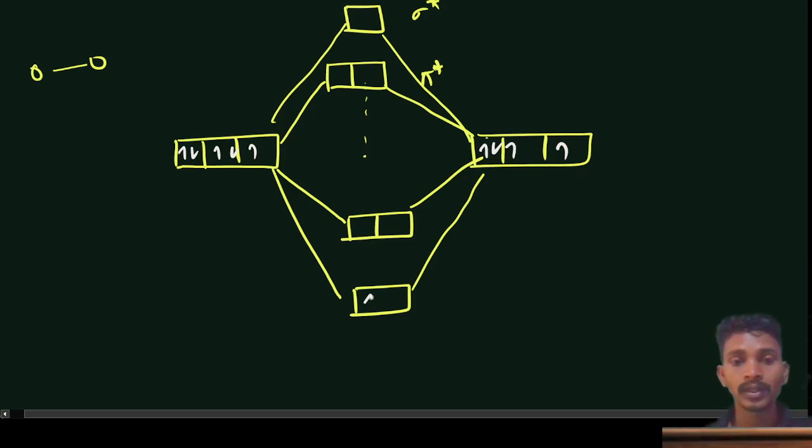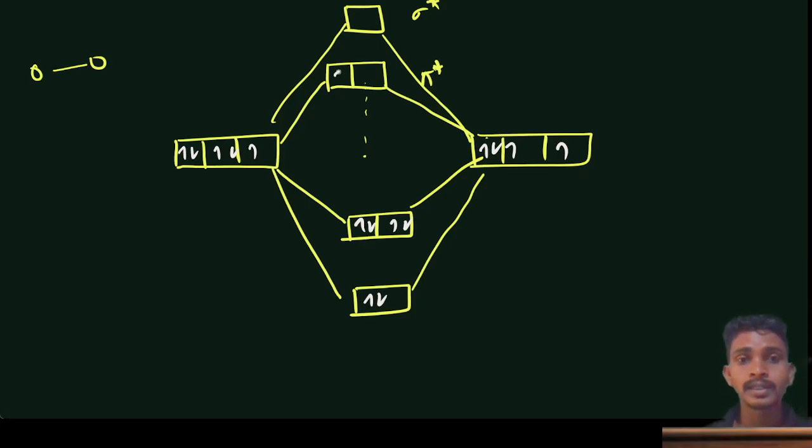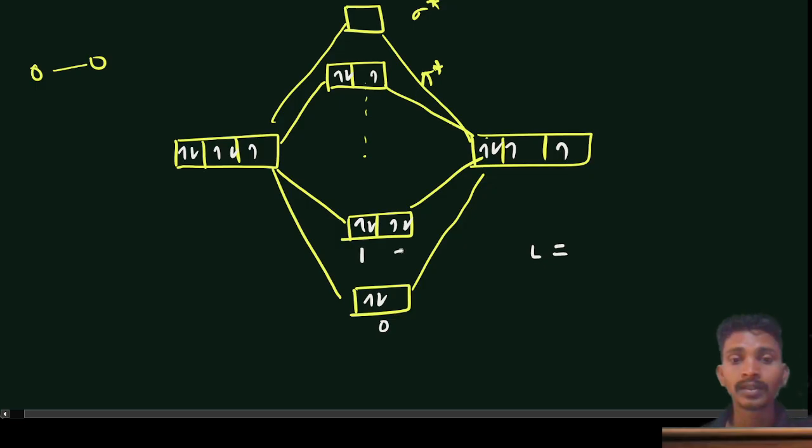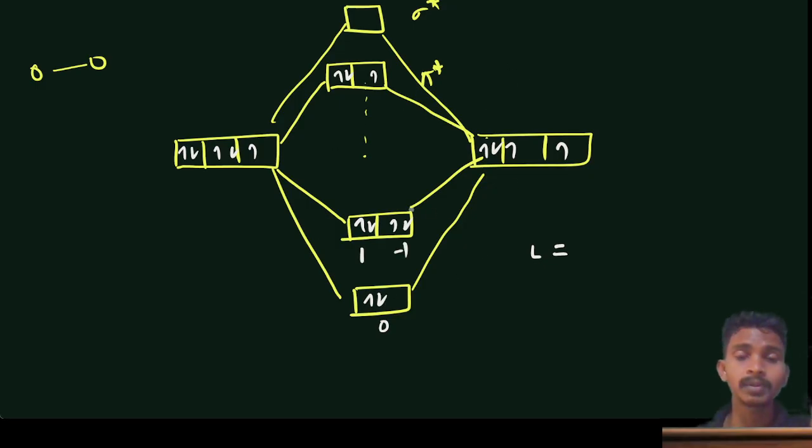Okay. So this is 1, 2, 3, 4, 5, 6, 7, 8, 9. Okay, so total 9 electrons I filled. Now first we will calculate that L value. So L value, which are the fully filled, they will cancel with each other. So you can see also here sigma orbital 0, this is 1, this is -1. Okay, so fully filled electrons we will not take because they will cancel each other.